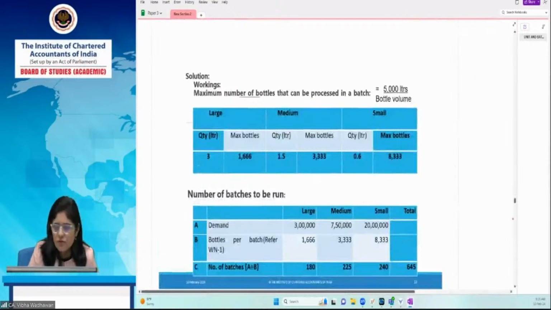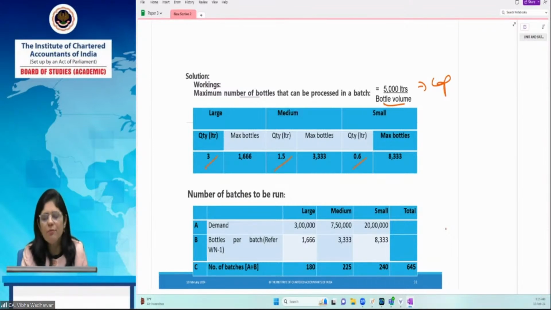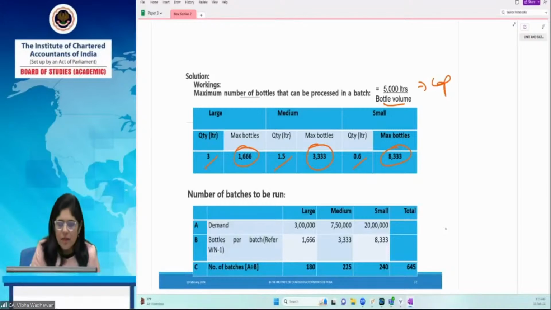I can also show you now in proper, since you know how we are doing. Okay. So see, 5,000 liters is the total capacity, and the bottle volume is 3, 1.5 and 0.6 liter. It is in liter. We have converted into liter. So these many maximum bottles we can produce in one setup. Medium का इतना एक बार में बन सकता है और small का इतना एक बार में बन सकता है, in one run, in one setup. So how many batches to run? 3 lakh bottles we have to make. एक टाइम पे इतनी bottles बनेंगी. So these are the number of runs और number of batches जो हमें करने पड़ेंगे.